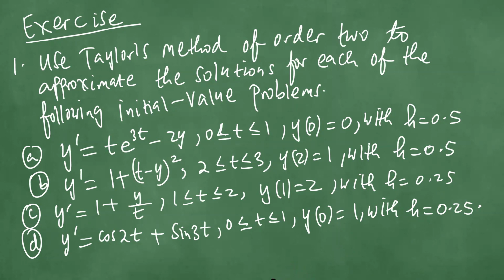Right, use Taylor's method of order 2 to approximate the solutions for each of the following initial value problems. It's what we're doing now, of order 2, but you can do higher order as well. We've seen how we use Taylor's method to solve these problems. We shall spend some time on some exam questions as well, so that we can understand what is happening there. These were just the textbook exercises on the two methods, Euler and Taylor.